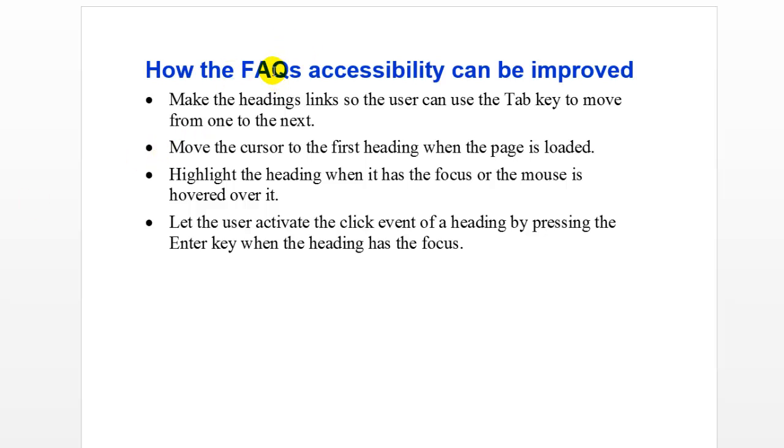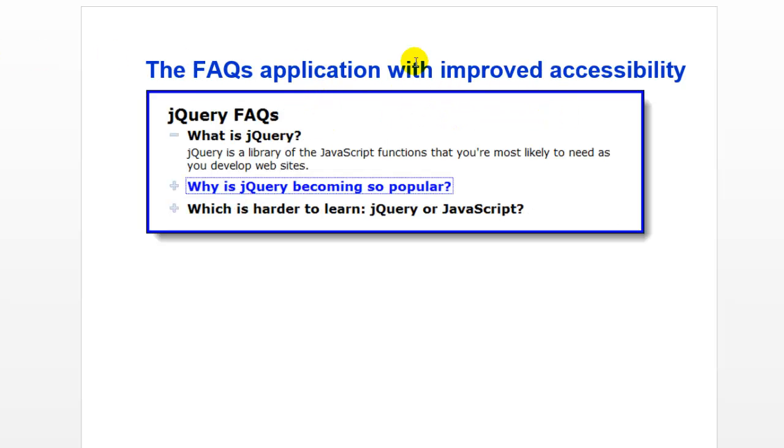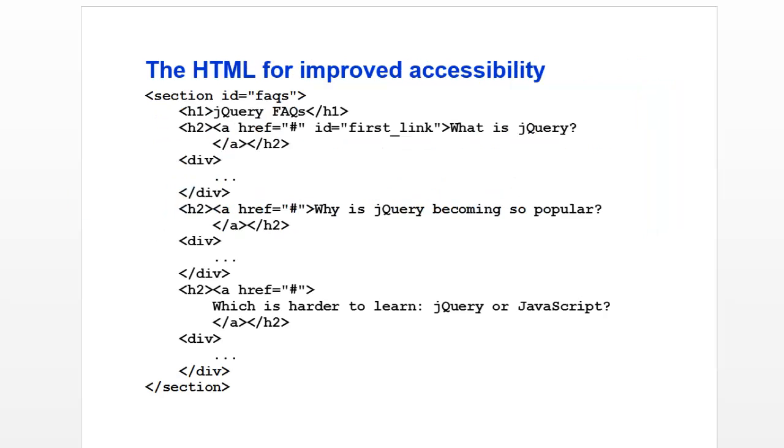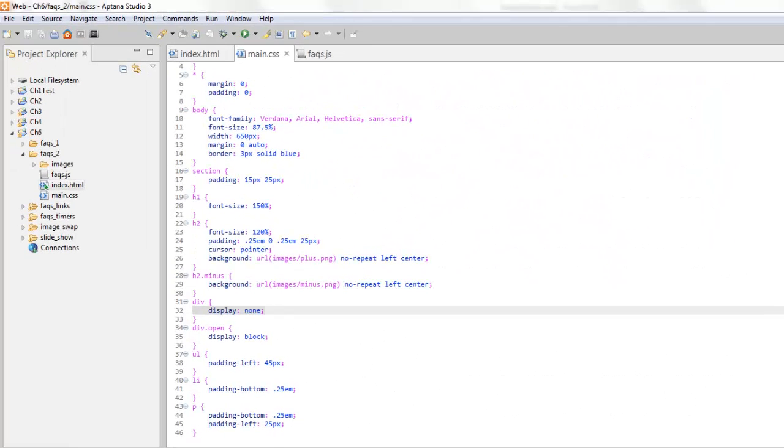So how does the FAQs application we were just showing fit into this? Well, we could make the headings links so the user can use the tab key to move from one to the next. Move the cursor to the first heading when the page is loaded, so we set the focus on that. Highlight the heading when it has the focus or the mouse is hovered over it, or let the user activate the click event of the heading by pressing the Enter key when the heading has the focus. So this is the example that improves accessibility. I think it's FAQs links.